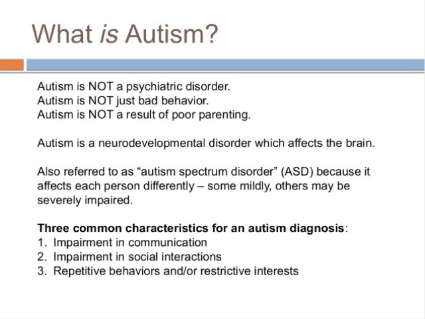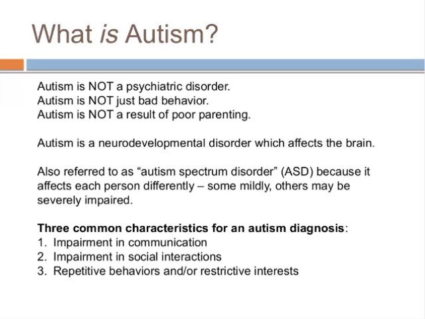Number 2, impairment in social interactions. Eye contact is a social interaction. Looking when somebody calls your name is a social interaction. Obviously, relationships with other people are social interactions. Children with autism, again, very young ones, they might stop responding to their name. You might call their name 5, 10, 20 times, and that child will not turn around and respond to you.